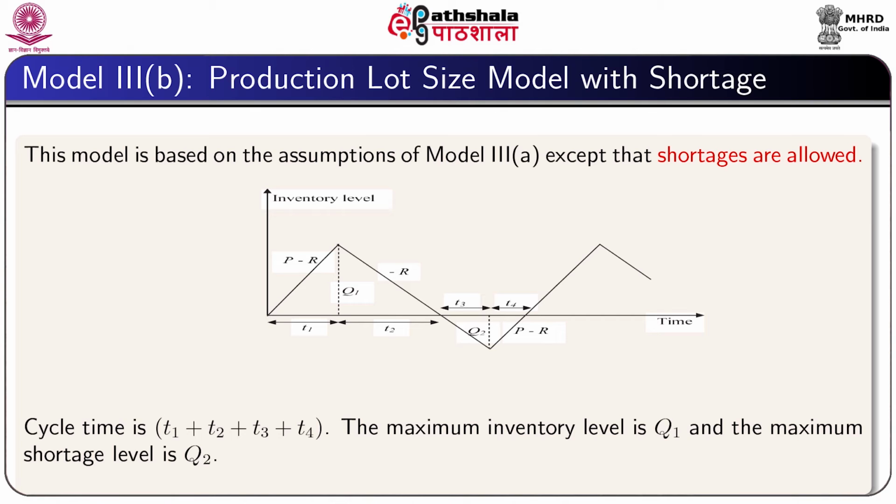Therefore, the cycle time here is T1 plus T2 plus T3 plus T4 and the maximum inventory level is Q1, which occurs after time T1 from the initial production, and the maximum shortage level is Q2, which is obtained when the inventory level comes down to 0 at time T1 plus T2 and then continues for a period of time T3.